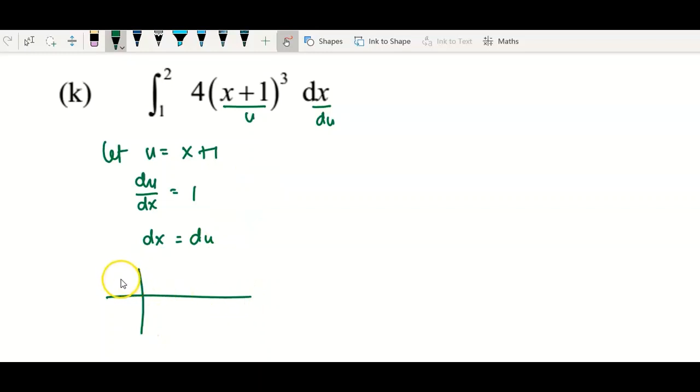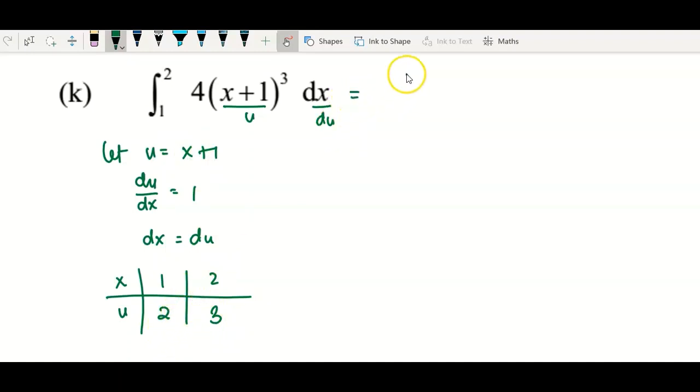For the upper limit and lower limit, you also need to replace them by the u limits. Originally, the lower limit is 1 and the upper limit is 2, for the x limits. For the u limits, you substitute the 1 into here, so u equals 1 + 1 equals 2. When x equals 2, u equals 3. The new limits will be 2 to 3.